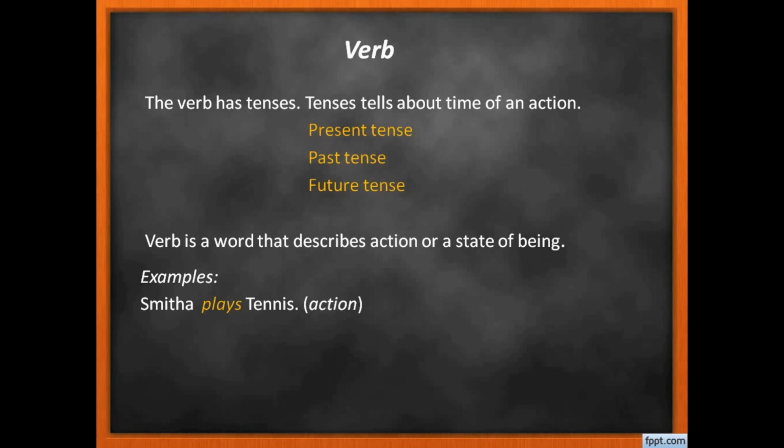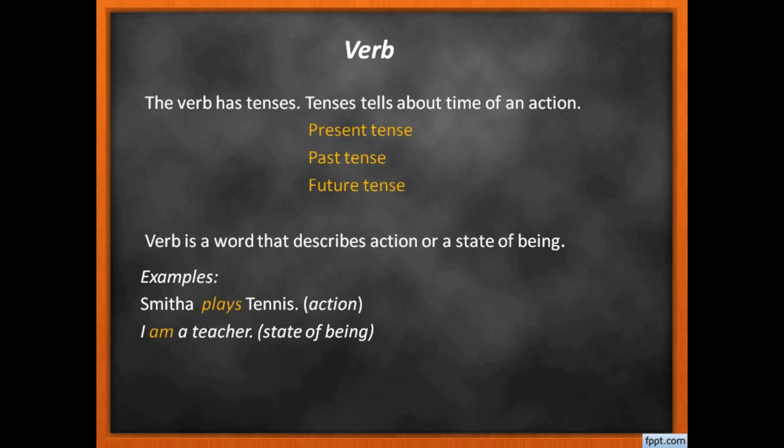So the next sentence is, I am a teacher. Can you identify the verb in this sentence? Am is the verb. But does it tell about physical activity? No. It doesn't tell about physical activity. It tells only the state of being. So it is the verb be, to be. And it goes like I am, you are, he is.